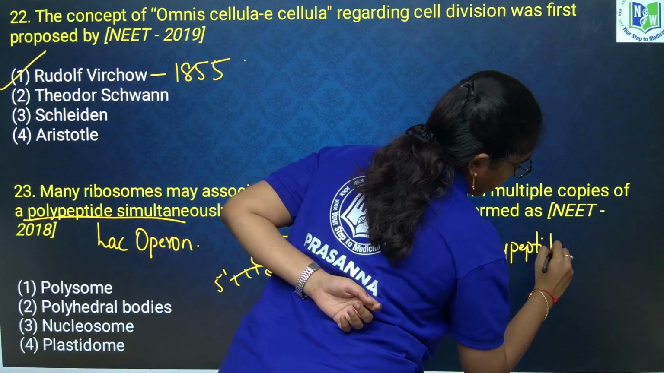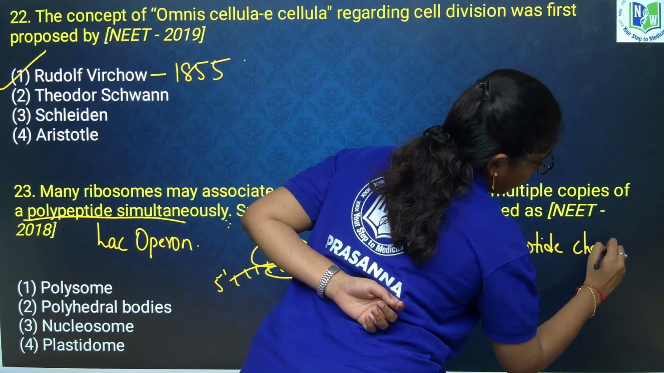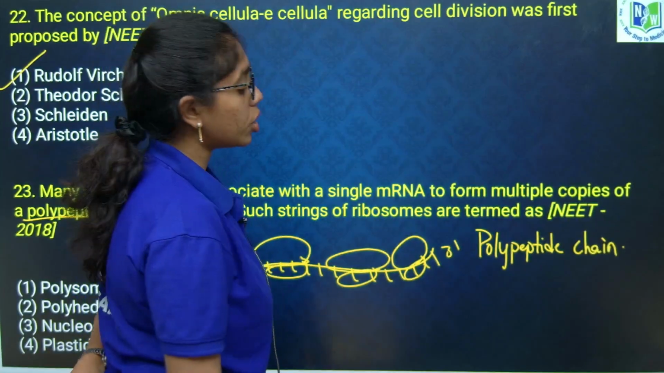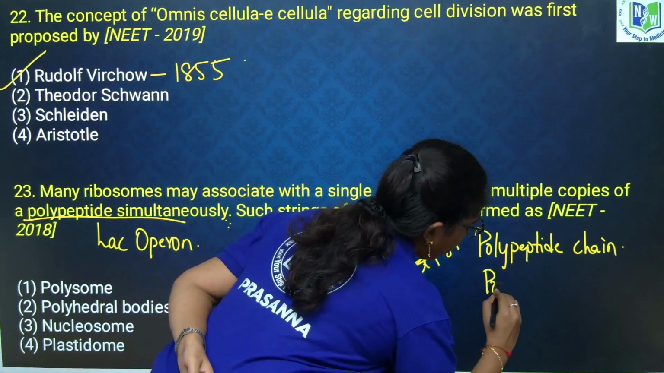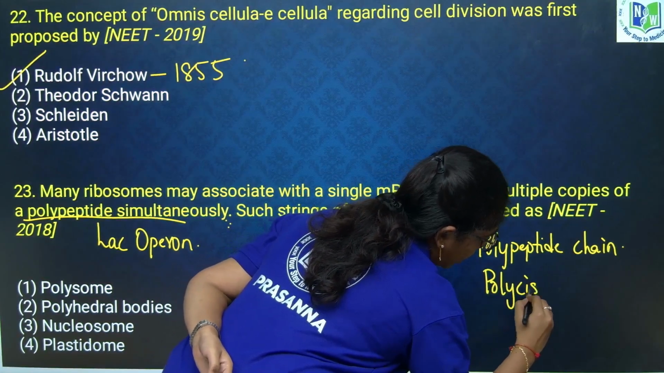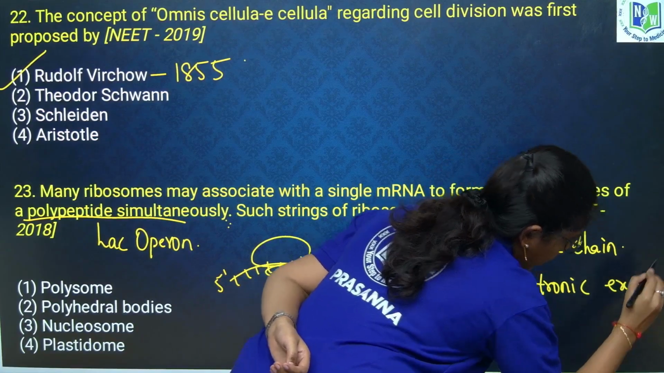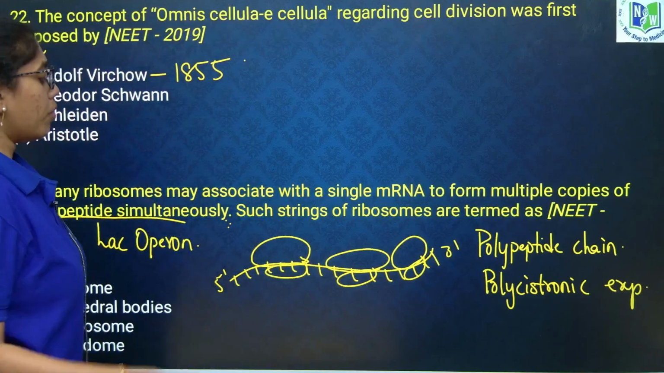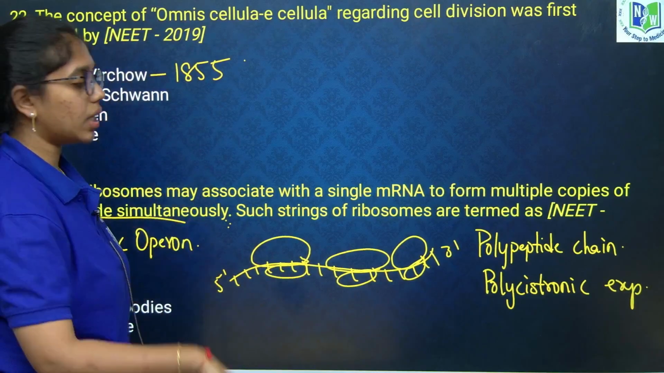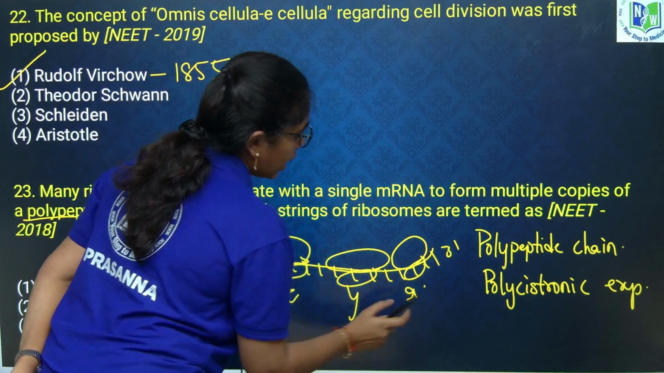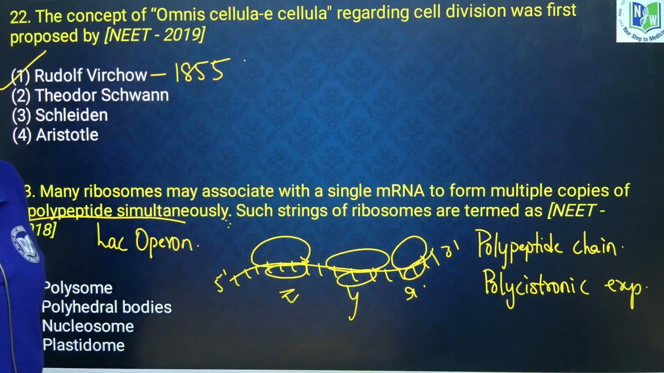Polypeptide chain, which is nothing but multiple protein expression. Multiple protein expression you will call what? Polycistronic. Polycistronic expression is seen. For example, that is why you will see 3 structural genes in the lac operon, that is Z, Y, A. Each is coding for one enzyme.